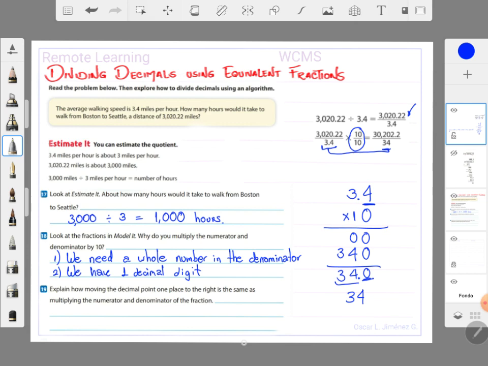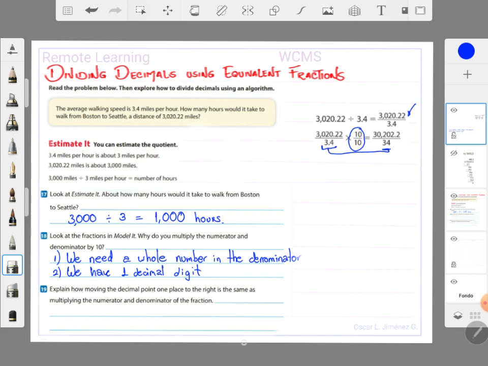But in another situation, if you have two decimal digits, you must multiply by the second power of 10. So that will be 100. And if you have three decimal digits, you must multiply by the third power of 10. So that will be 1000. Okay? Now, let me finish with the last situation, exercise 19.